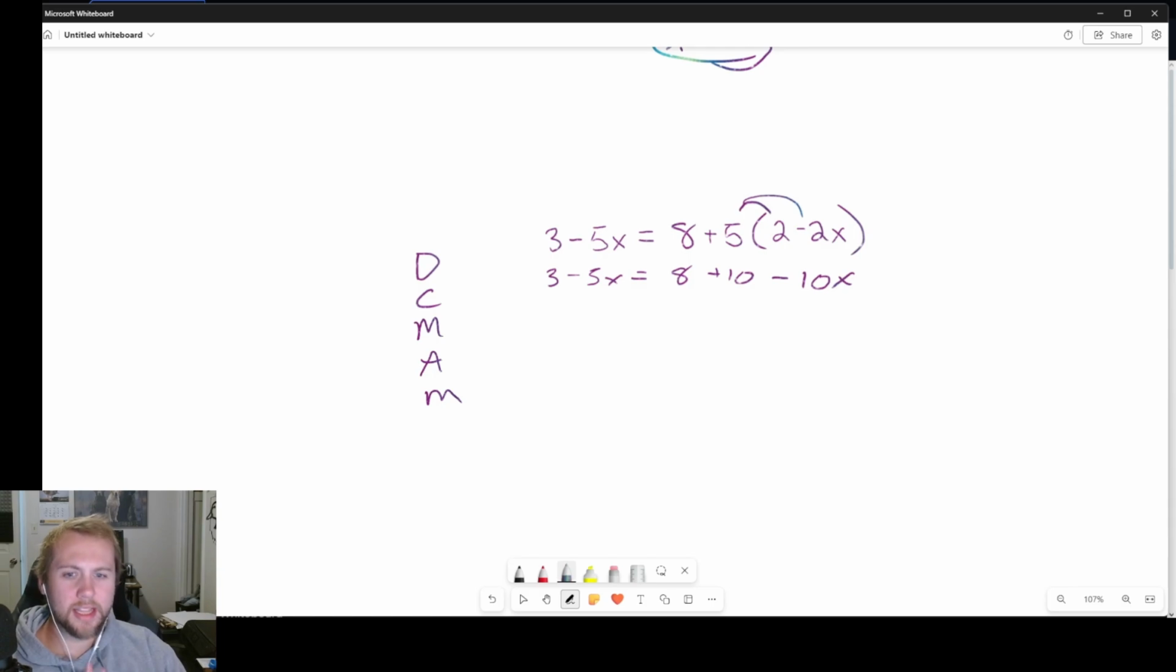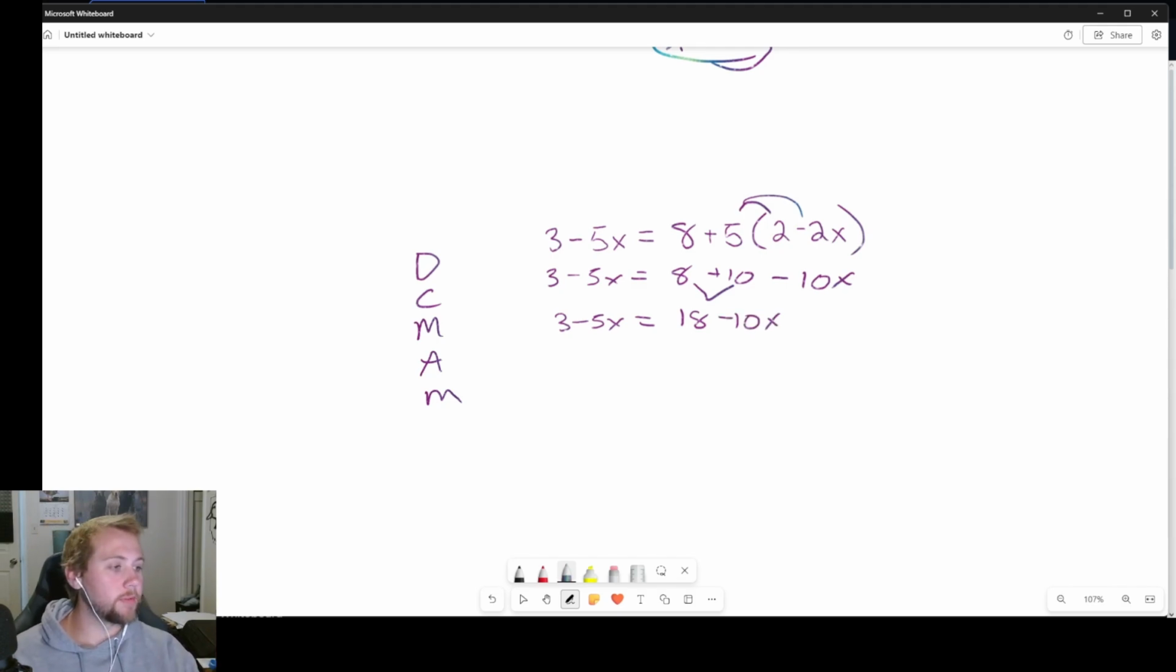So now we're looking at like terms to combine. There's nothing to combine on the left. On the right, even though they're both 10, one has a variable, one does not. So we can't combine those two. But we can combine this 8 and that 10 because both of them are constants. Neither one has a variable. So I'm going to combine those two and drop everything else down. 3 minus 5x is equal to an 18 minus 10x.